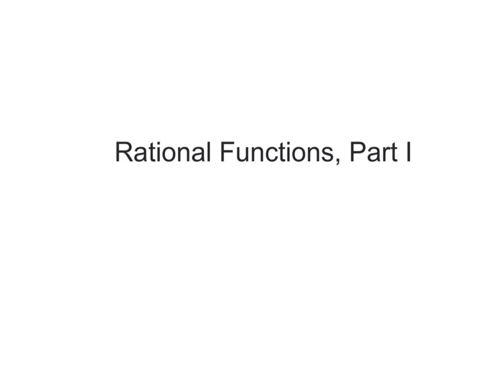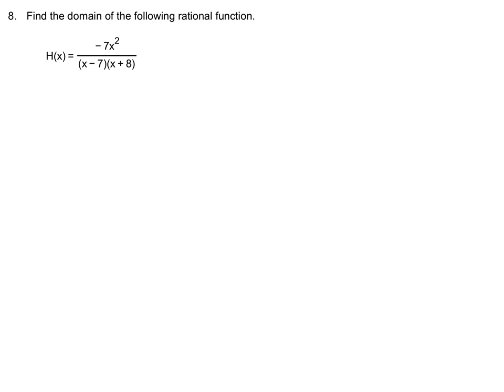Rational Functions Part 1. Find the domain of the following rational function. Here I have a rational function because I have variables in the denominator. In order to identify the domain, I'm going to set the denominator equal to 0 and solve for x. This gives me the values that x cannot equal.